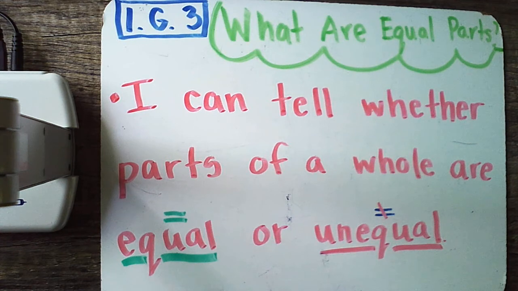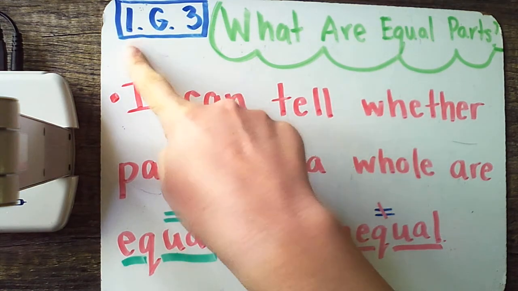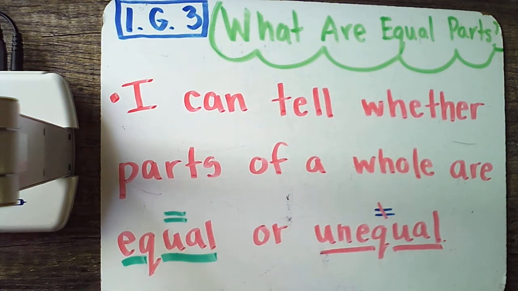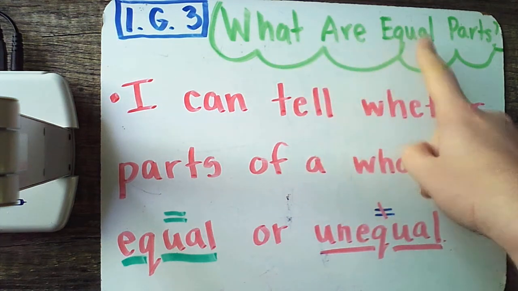Last week we started a new unit on geometry, and we said that geometry is a fancy way of saying the study of shapes. And we started breaking apart shapes. We were composing 2D shapes, we were composing 3D shapes, and putting shapes together. This week we're moving on to another standard, and this one is really fun, friends. I can't wait to show this to you. We're working on 1G3, and in 1G3 we're going to start dividing circles and squares into halves and quarters. But before we can do that, we need to know first what are equal parts.